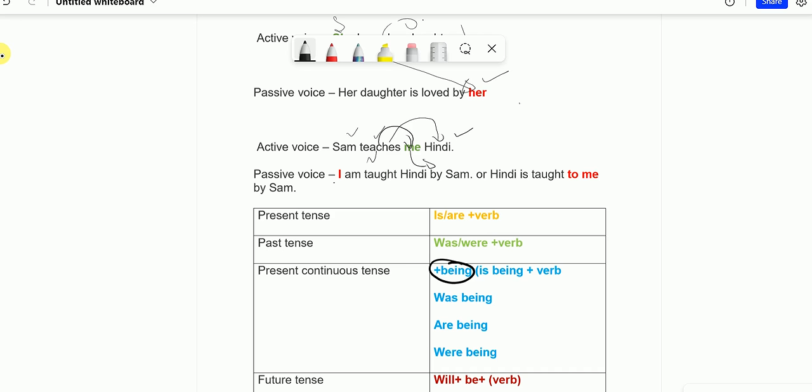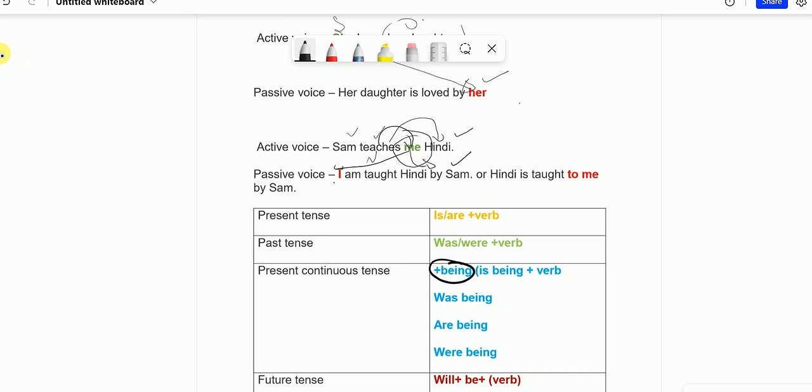So in instances where you may come across sentences of this nature, please consider the first one as your direct object. But then you cannot start your sentence grammatically saying me. So that me is going to change into the first person pronoun I. It's going to be I am taught Hindi by Sam.